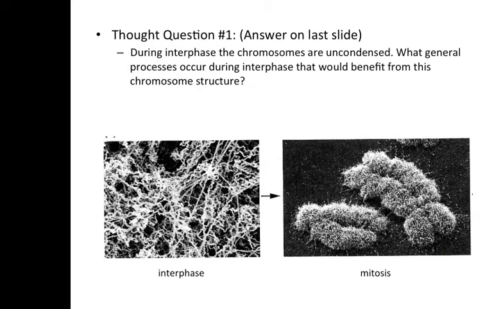Before we start discussing the steps of mitosis, let's take a moment to integrate information covered throughout this course by answering a thought question. As seen in the electron micrographs on this slide, during interphase the chromosomes are uncondensed. What general processes occur during interphase that would benefit from this chromosome structure? Think about this question for a minute, then check the slide at the end of the microlecture for some answers.